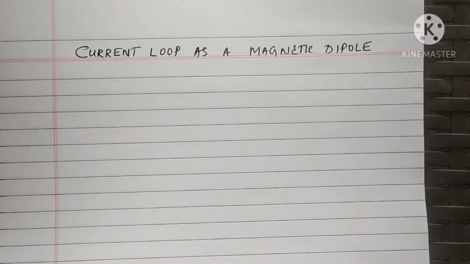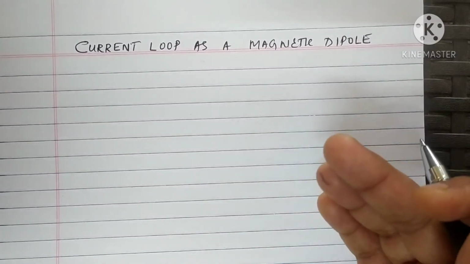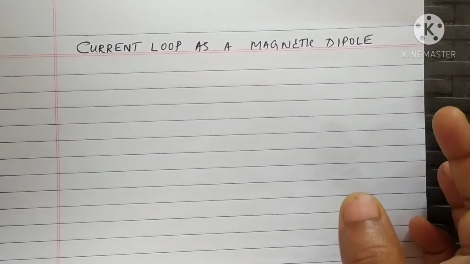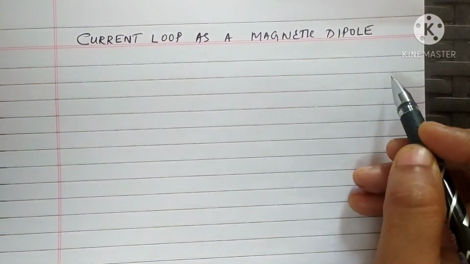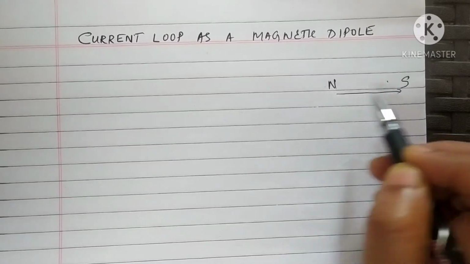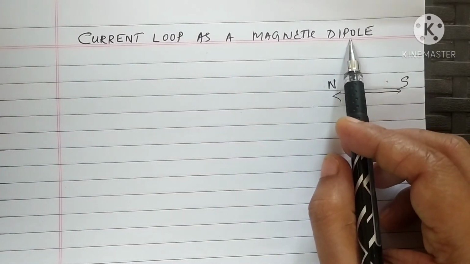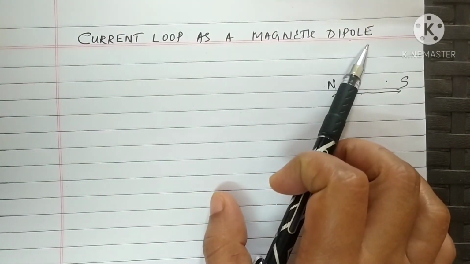So the next topic is current loop as a magnetic dipole. You have studied the electric dipole, in which two charges, equal and opposite, are separated by a distance. We call it an electric dipole. Similarly, a magnetic dipole means two poles like a north pole and a south pole separated by a distance. We call it a magnetic dipole. Okay, so how does a current loop behave as a magnetic dipole?